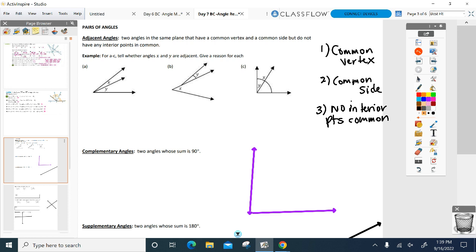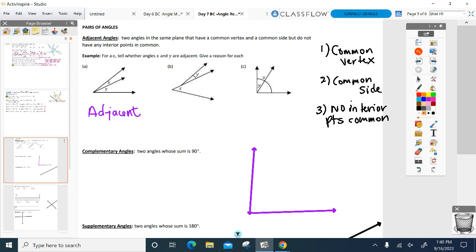No. Put another point inside angle X. Is that point inside angle Y? Is there any point you can put inside one of these two angles where it's in both? No. That's what this means. No interior points in common with each other. So it shared a vertex, it shared a common side, didn't have any interior points. Hey, X and Y are adjacent. We don't have to write an explanation. I just want to say adjacent or not.